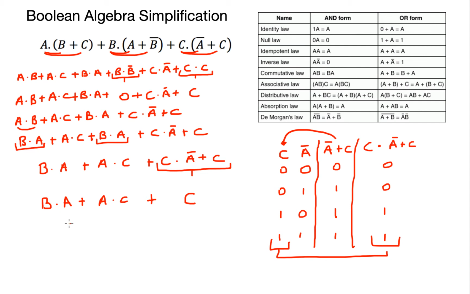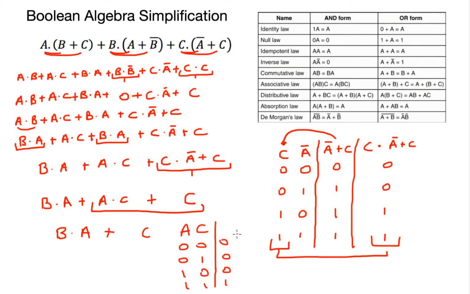And for the next step after this, we just have to realise that A and C or C, if we use the absorption law again, we're going to get exactly the same thing. We're going to also get C for the result of this. And we can quickly draw a truth table out again just to show that that is the same thing. So the final answer to this question is B and A or C.